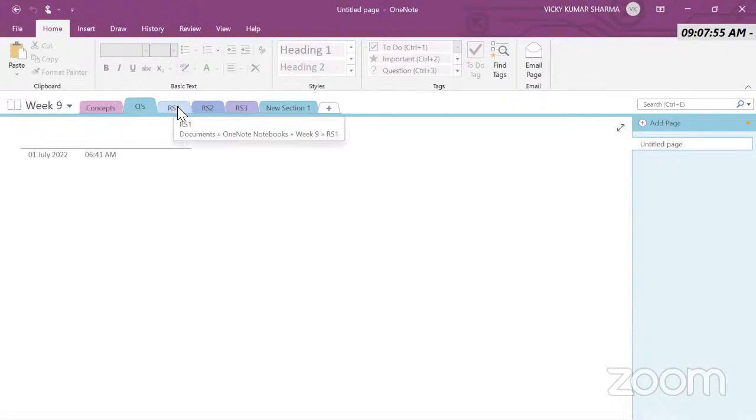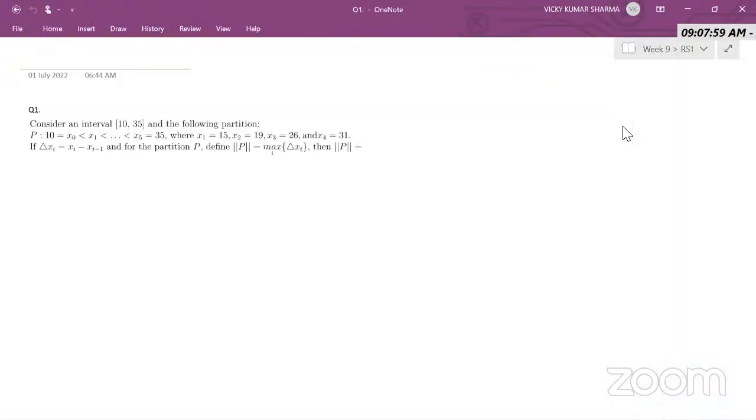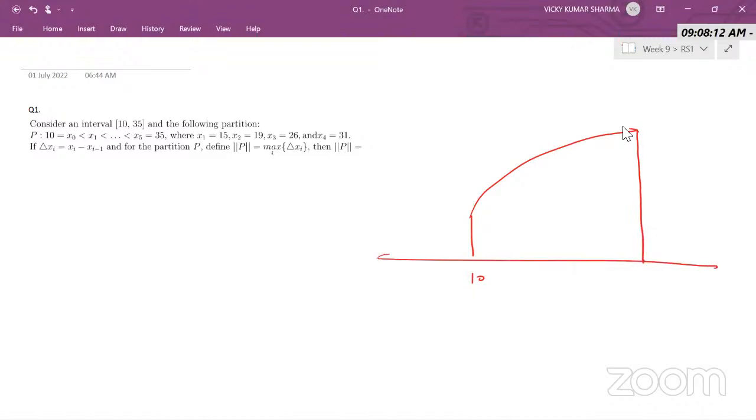We are out of time, but we can still discuss 3 problems which I have here. Now consider this is question 1. Consider an interval from 10 to 35. Think of it this way: this is 10, and this is 35. For explaining purposes, this is the interval that has been given to me.